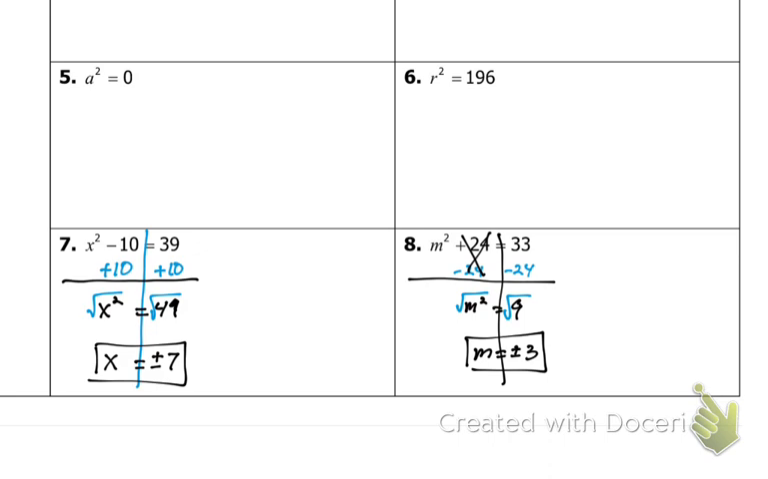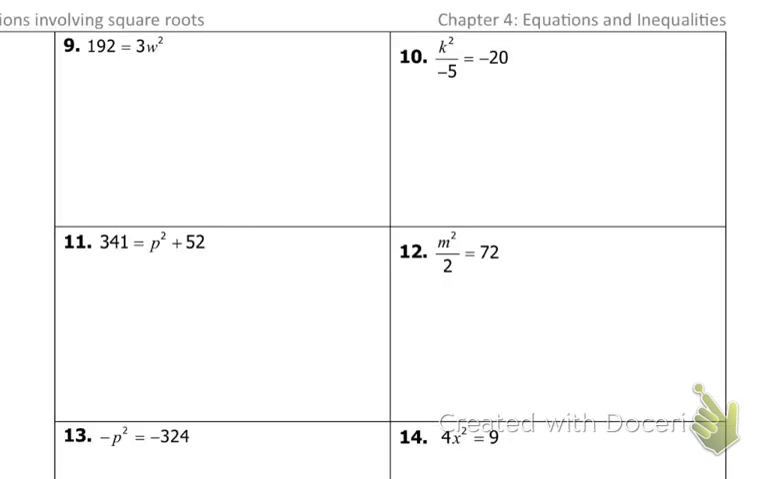Not that bad at all. Let's keep going. We're going to do 2 more together. Maybe we'll do 3 more together. I don't think any of them are decimals, but we will do 9 and 10, and then we'll do a couple from the bottom, okay?